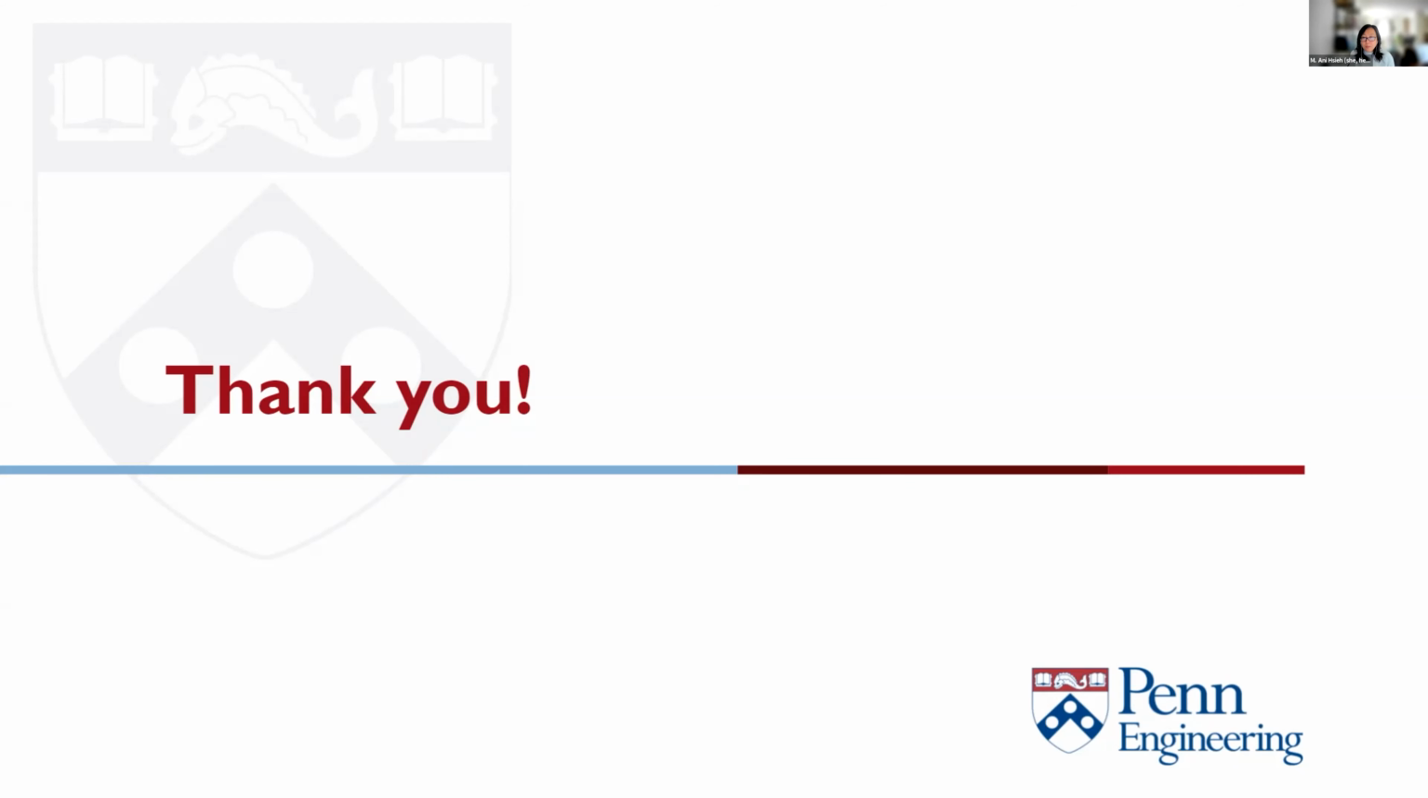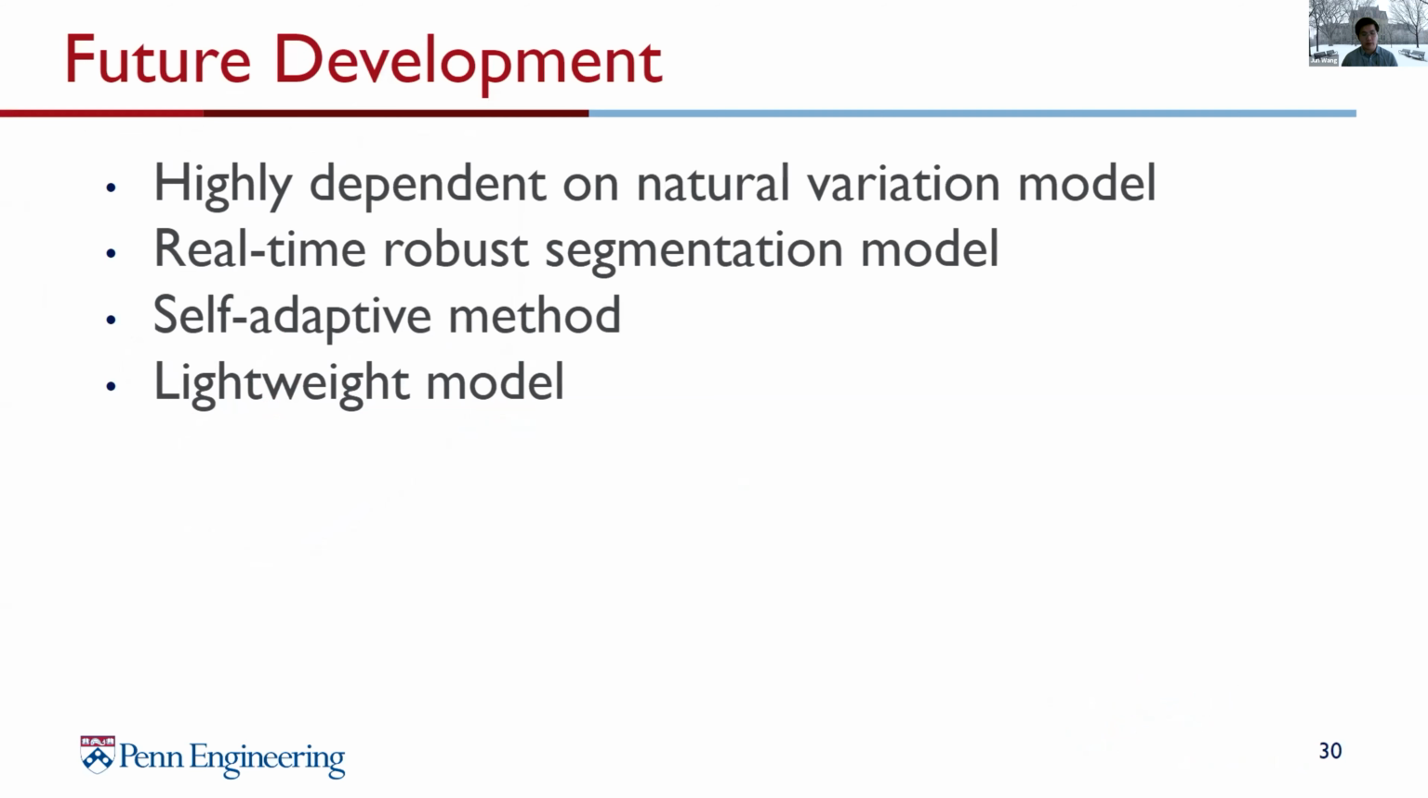So actually, currently our segmentation model is based on a very complicated segmentation model. There are three methods we can use to make our model train faster. First, we can use a relatively less complicated segmentation model to lower the computation requirements. That's on the segmentation side. On the domain adaptation side, as I mentioned earlier, our model is highly dependent on the natural variation model, which means that if we apply a more state-of-the-art natural variation model, which can better capture the transformation from source domain to target domain, we will need fewer iterations to reach the optimal level.